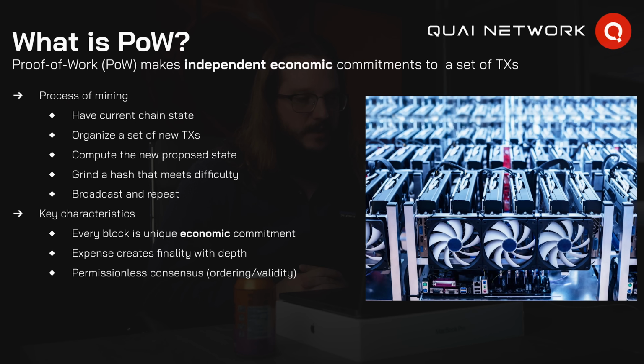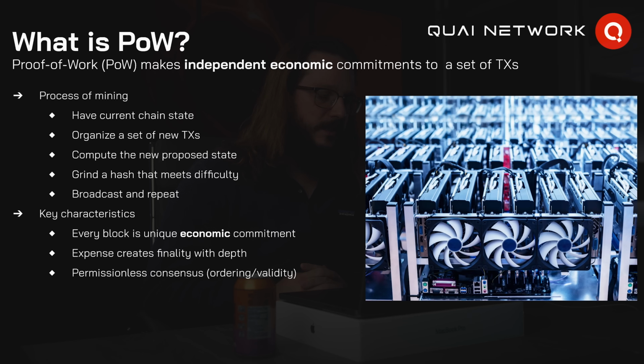So when a miner mines, they have the current chain state, and they will organize a set of transactions to propose a new block, and then they will generate a nonce to grind that proposal to generate a hash which meets the difficulty requirement of the chain to create a valid block. Once they find a valid block, they'll broadcast that, and then the process repeats.